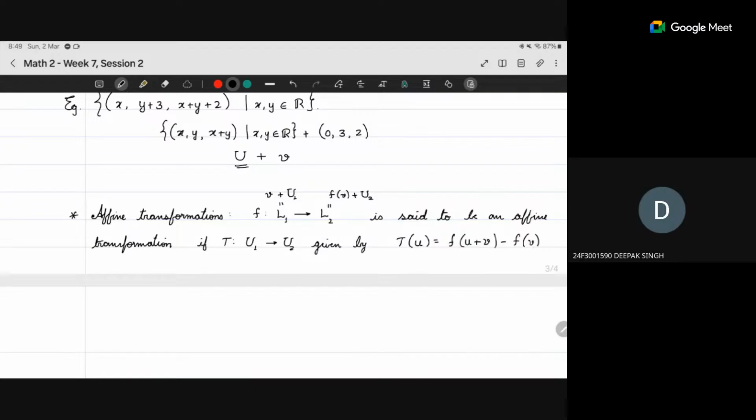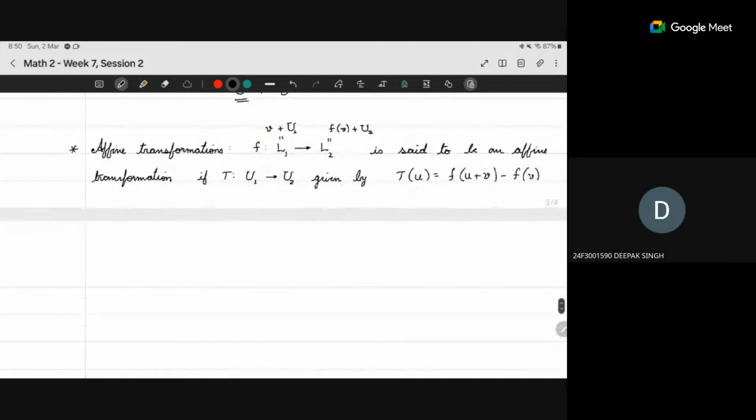First of all, f need not have the linear transformation property. So this is not automatically equal to f of U. If it was a linear transformation, you know that f of U plus V would be f of U plus f of V. So then f of V would get cancelled and you would get f of U. But in this case, this is a transformation between affine vector spaces. So it need not have that property.